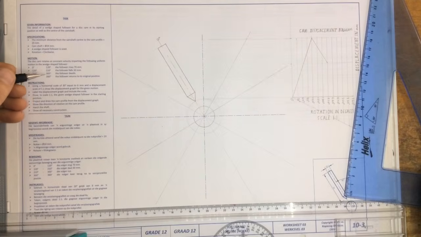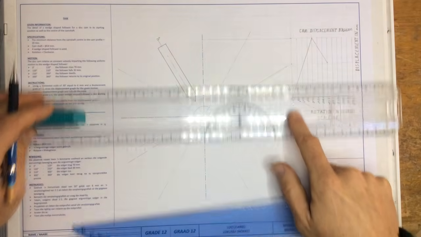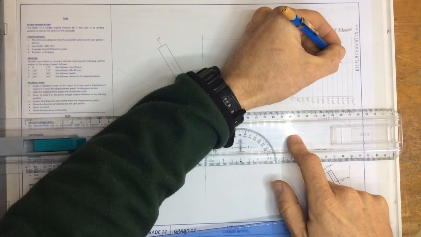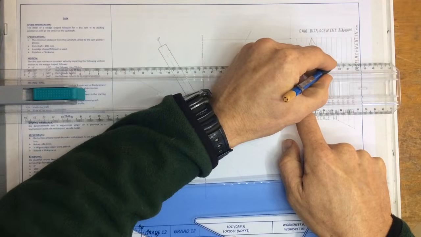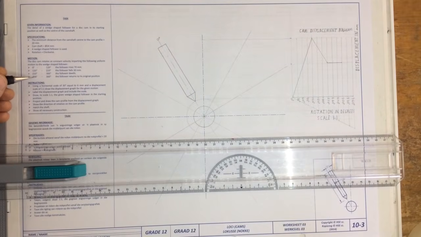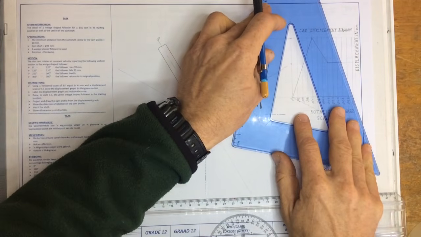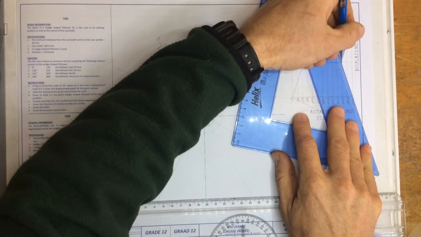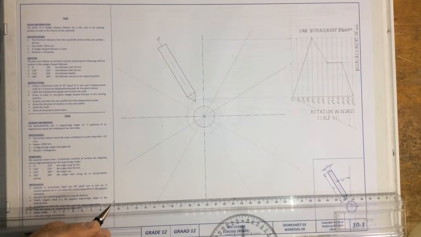It then says from 210 degrees to 300 degrees, the follower dwells. If it dwells, then it is going to remain at that constant level. So in other words, I'm drawing a flat line across there. And then it says from 300 degrees to 360 degrees, the follower returns to its original position, which means that it goes back to 360 at the bottom over there, and that would be your displacement diagram.